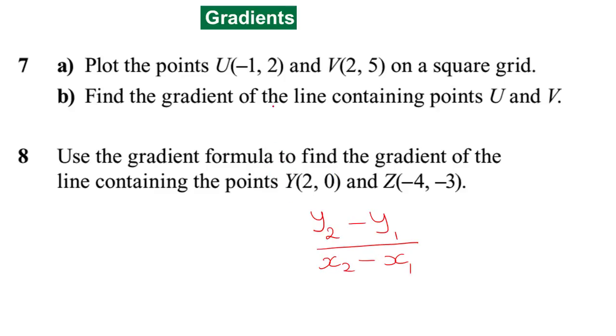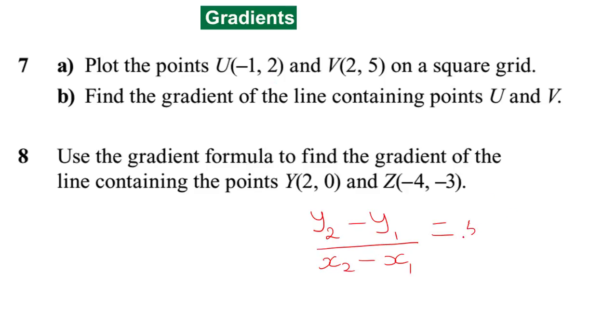Right, so hope you've tried that. Question 7 says, plot the points u being -1 and 2 and v being 2 and 5 on a square grid. Then find the gradient of the line containing points u and v. Now, even without sketching, it's quite easy. The 2's and the 5 are the y's. So all I'm going to need to do is find the value of y at the second point, which is going to be 5, take away the value of y at the first point.